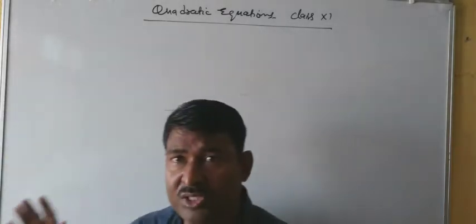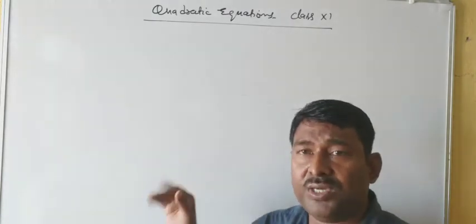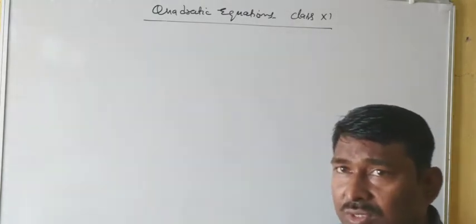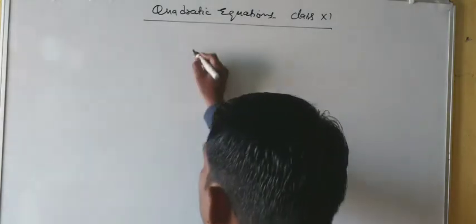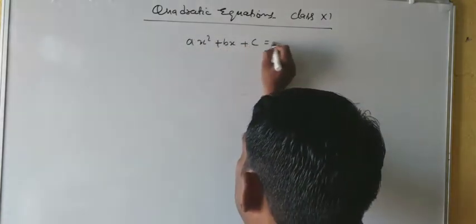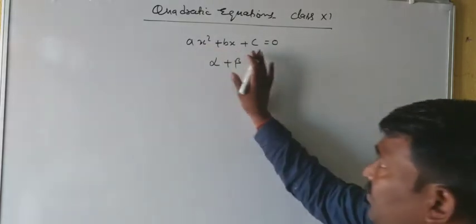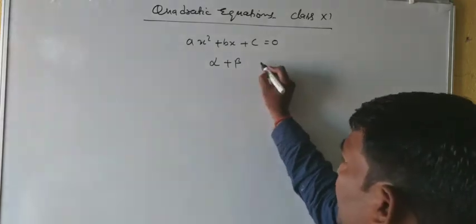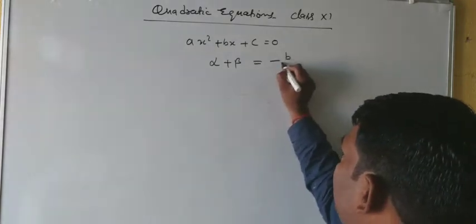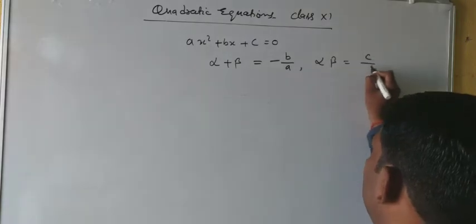Today I am going to explain to you the application of sum of roots and product of roots. Means if you know the sum of roots of a quadratic equation like ax square plus bx plus c is equal to 0, then if alpha and beta are the roots of this quadratic equation, alpha plus beta is given by minus b upon a and alpha into beta is given by c upon a.